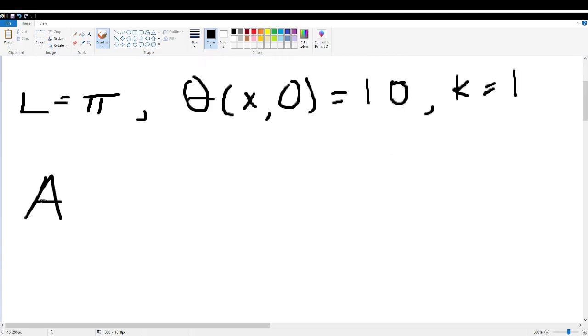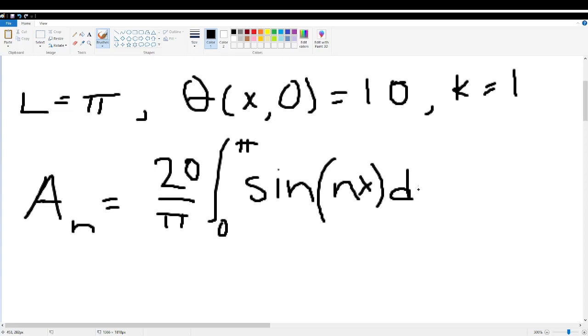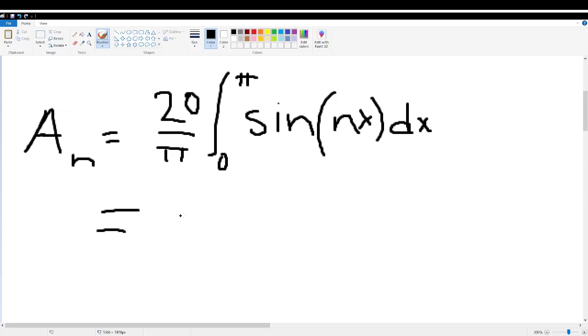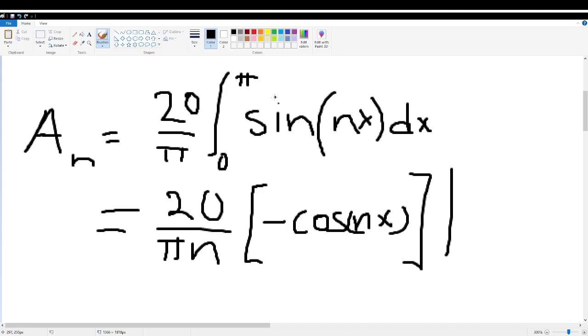So how are we going to solve this? Well, our general a of n is going to look like 2 over L. Well, we said our L is pi, so 2 over pi, integral from 0 to pi of 10. Well, let's just bring this 10 out right away. So let's make this 20, close up that 0, times sine of n pi x over L, but our L is pi, so just nx dx. The integral of sine, as we know, is cosine, but we have an n over here, so we'll bring out an n. So over pi n, evaluate this minus cosine nx, evaluate this from pi to 0.